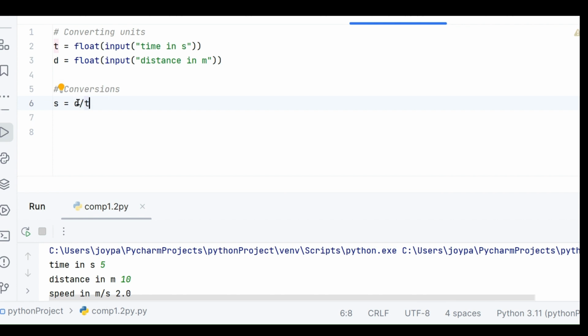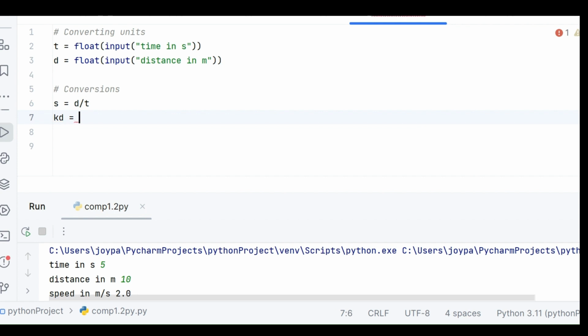In this case, it's dividing because distance is in meters, time is in seconds. Speed is distance divided by time, so meters divided by seconds. So this will give us our answer in meters per second. Now, let's convert this. Let's say we want to work out the speed in kilometers per hour. First thing we need to do is convert the distance. So I'm going to call it kd, and this is for distance in kilometers.